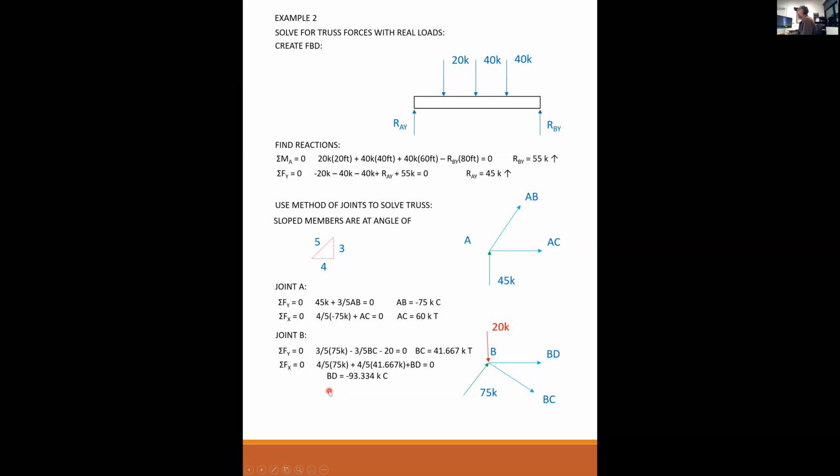Now I can solve for the forces in the X. 4/5 of 75 to the right, plus 4/5 of 41.667 is also to the right, so positive, plus BD is positive to the right. BD therefore is minus 93.33 kips in compression.